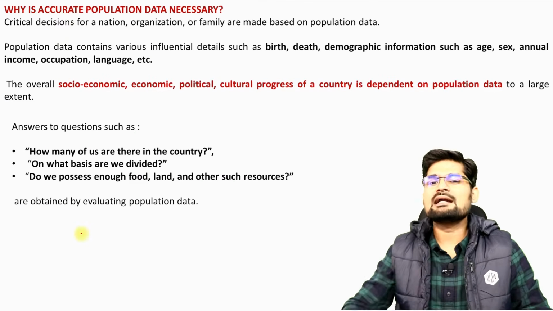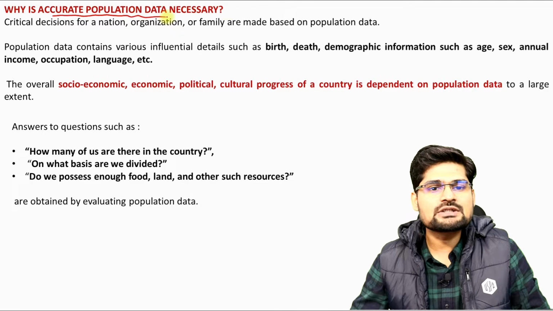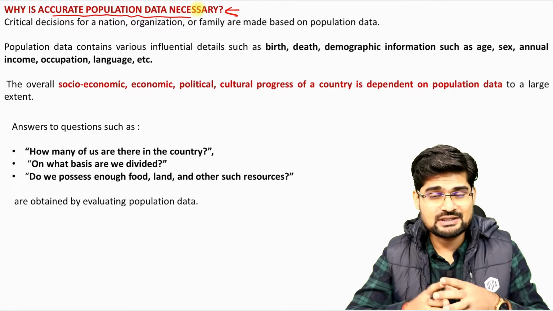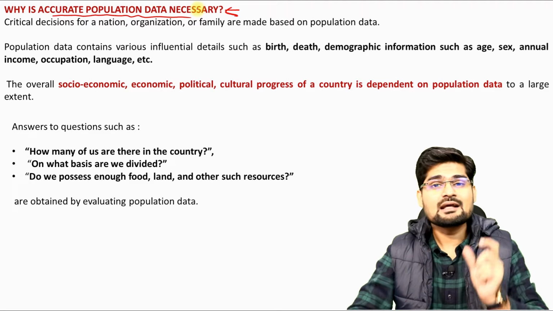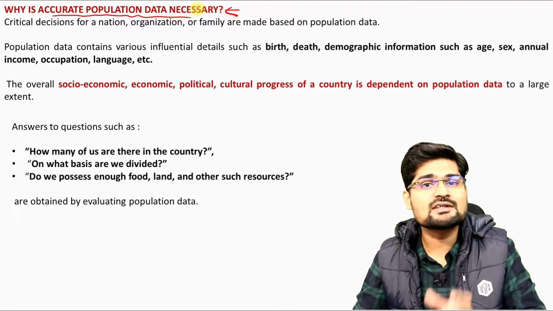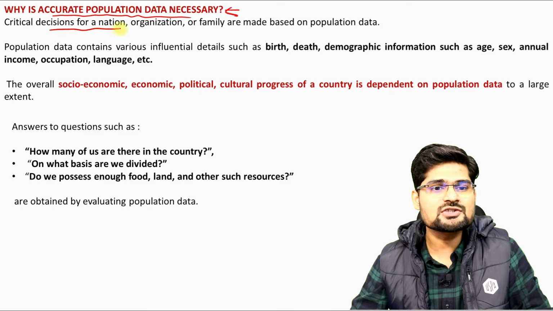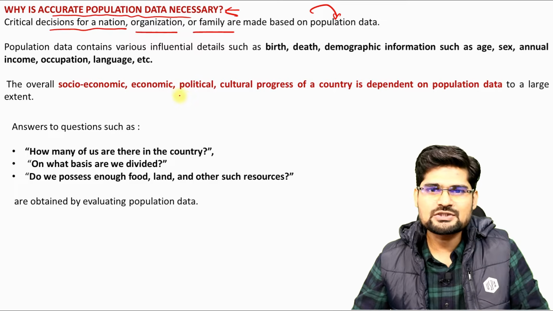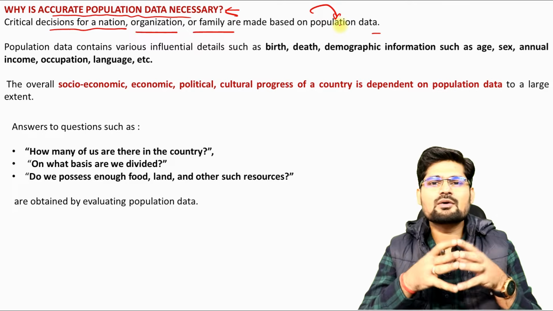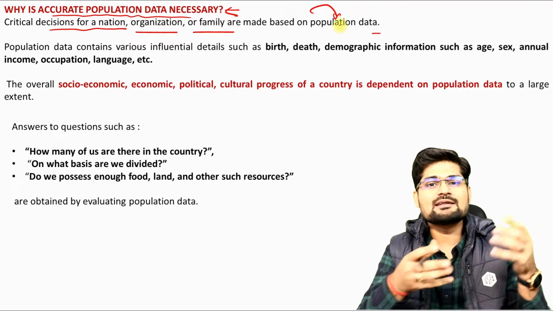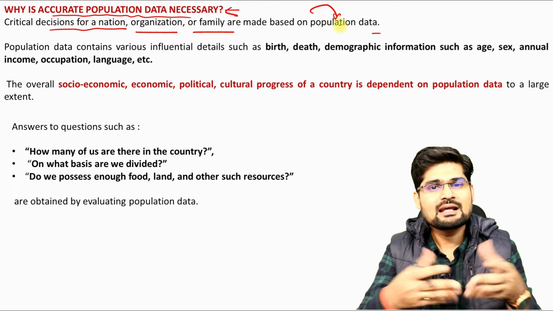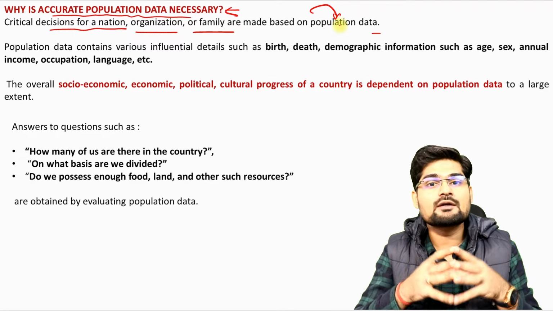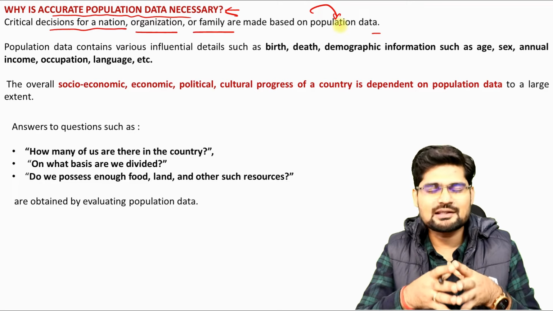Now, let's understand why accurate population data is necessary. So remember, not just population data or any population data. It's important that it is accurate, right? And without accuracy, we cannot have effectiveness or, we say, efficacy. So critical decisions for a nation, for an organization or family are made on the basis of population data. Remember, historically we talked about how in the Rig Vedic times as well, in the Romans and Greeks as well, in the Middle Ages as well, and in modern times, every time this statistics based on the numbers of people were always considered by the administrators for decision making.